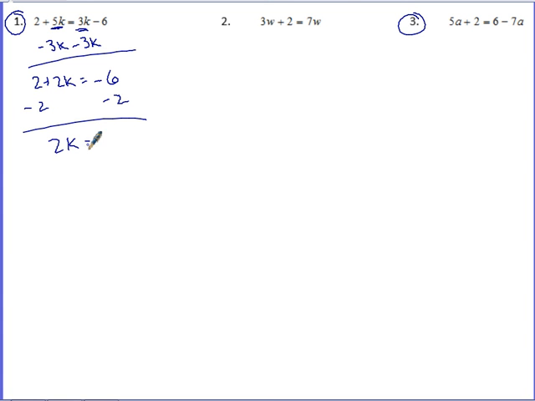2k equals negative 8. Divide by 2. K equals negative 4.